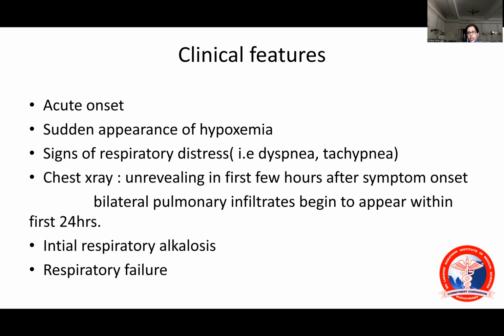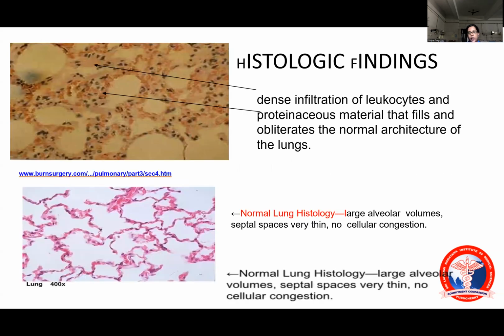Taking radiological evidence of chest X-ray, there should be bilateral pulmonary infiltrates, which should not be explained by other causes like pleural effusion, nodules, or any kind of pneumonia, consolidation. Those things should be ruled out, which should happen within 24 hours. And respiratory alkalosis might be present, and the patient may go on to respiratory failure.